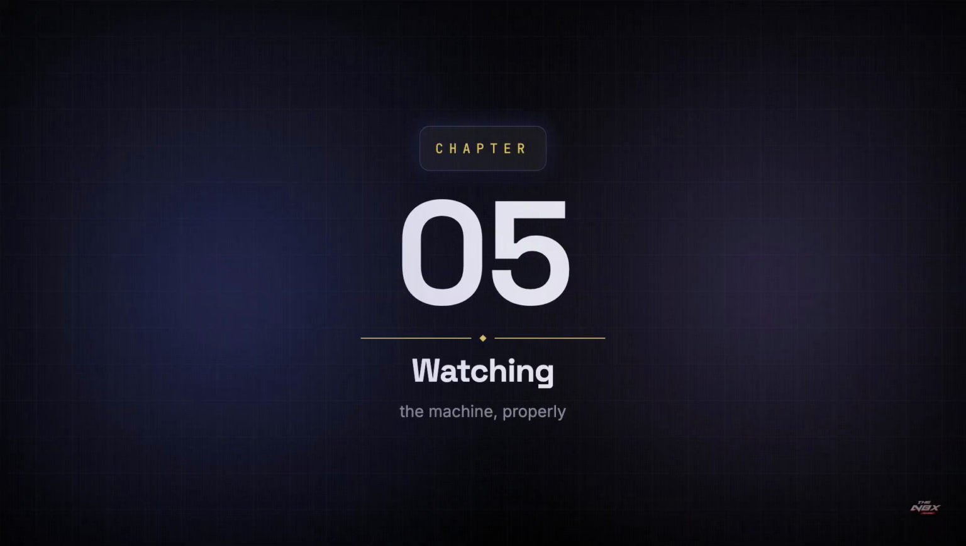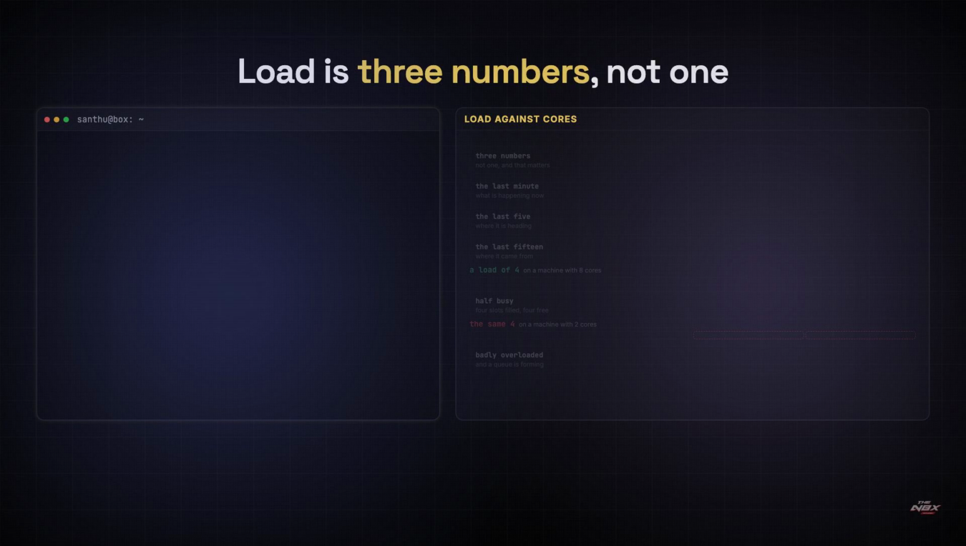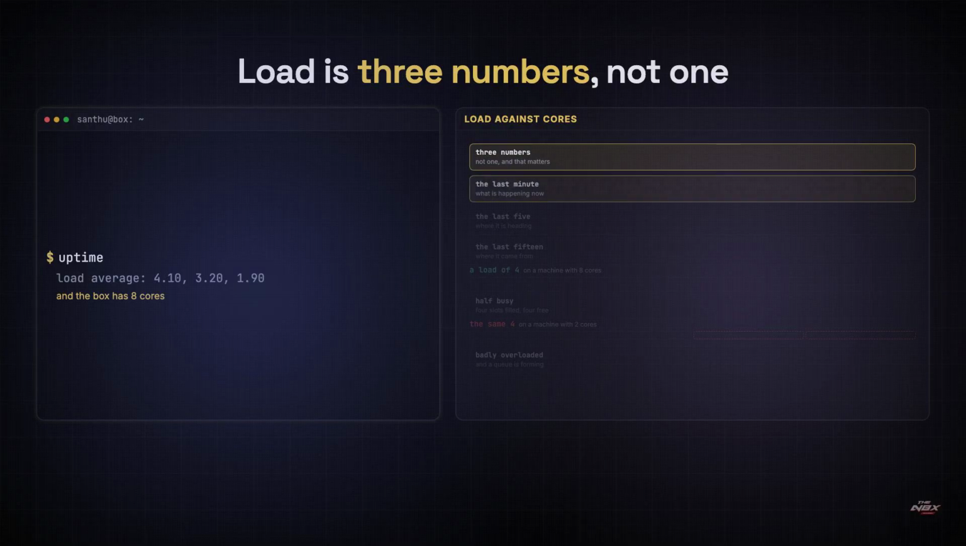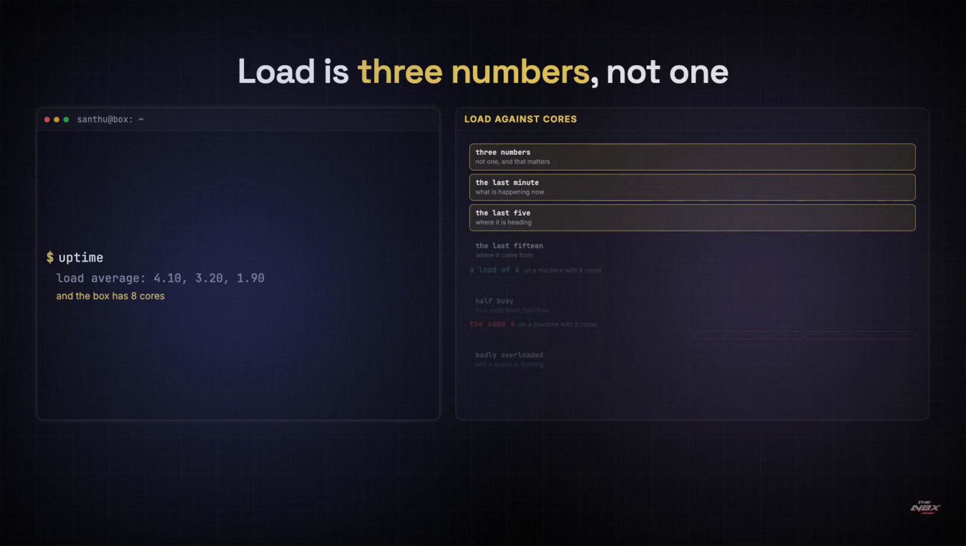Drawer 5. Watching the machine properly, so you're not guessing. Load average is the most consistently misread number in all of Linux, and it appears in almost every tool here, so let's fix it properly now. uptime gives you 3 numbers rather than 1, and the 3 are the point. The first is the last minute, the second is the last 5 minutes, and the third is the last 15. Read them together as a direction of travel.